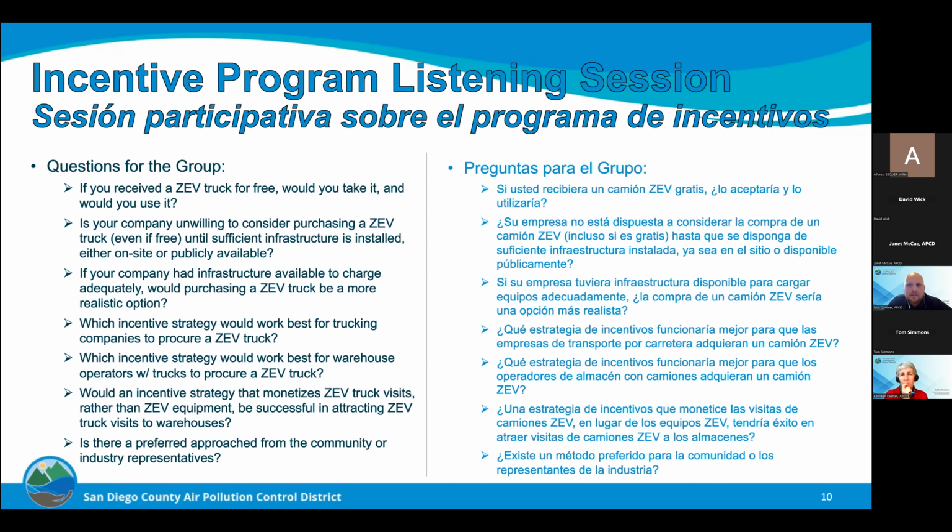I'd be interested in any feedback you might have and what you think might be the best way to get perhaps those trucks that are going through and sitting in the line to get across the border. What would work best? Is it a per truck incentive? Is it an equipment incentive? Is it infrastructure? Is it all of the above?